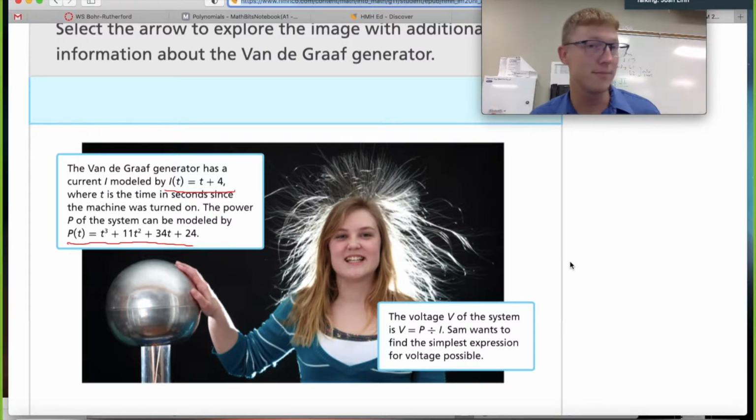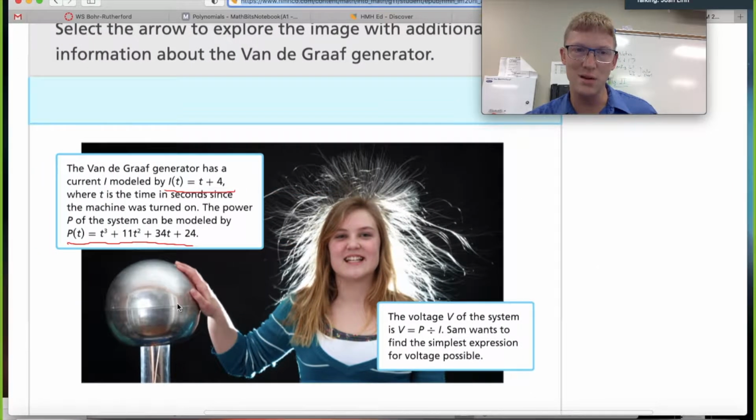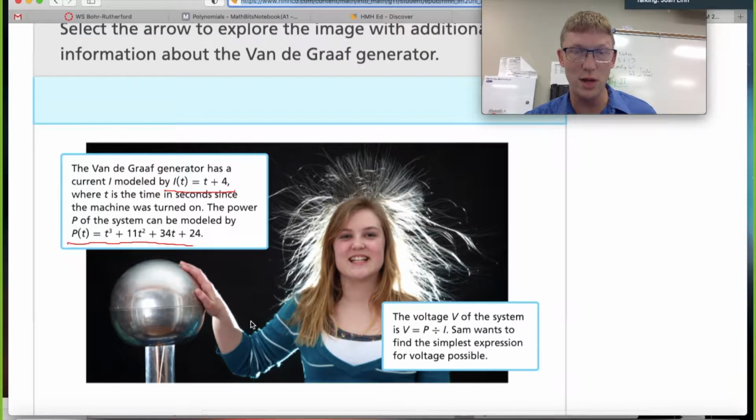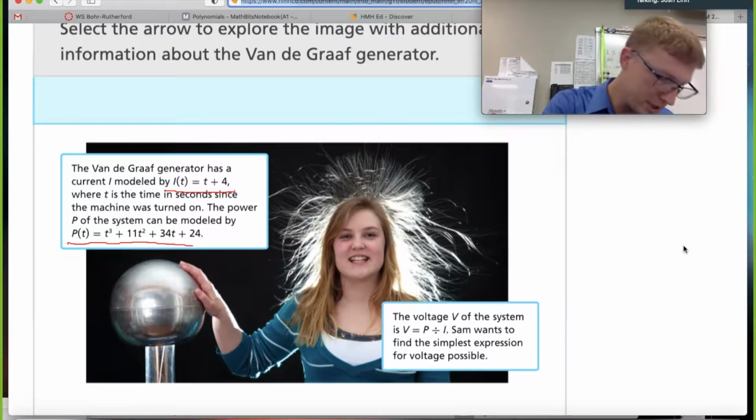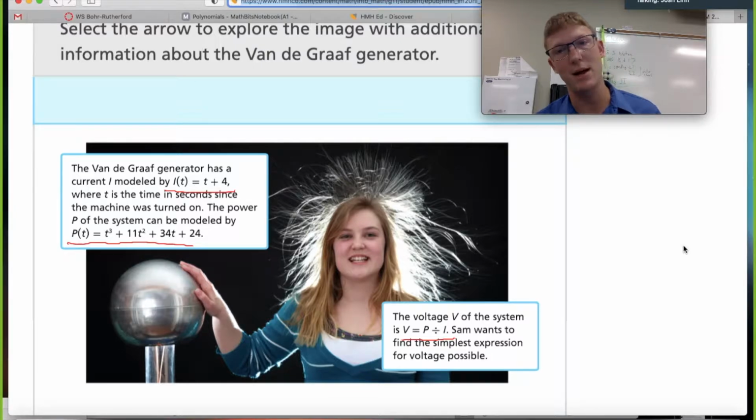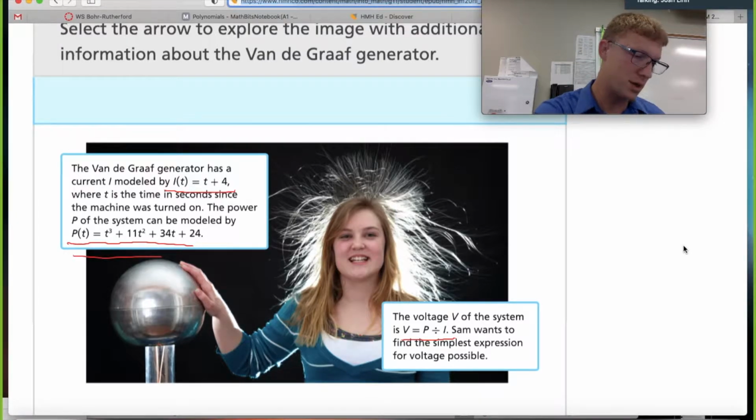Now, how they determine power, current you can figure out from meters that tell you current. I don't know how they figured out power, but it's all based on t, which is time, which kind of makes sense because the longer you hold your hand on this thing, the more you get electrified, and the more current, more power you're going to have. So the voltage is right here, P divided by I, or power divided by current.